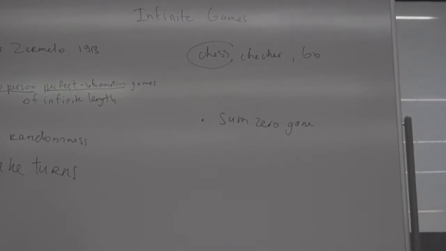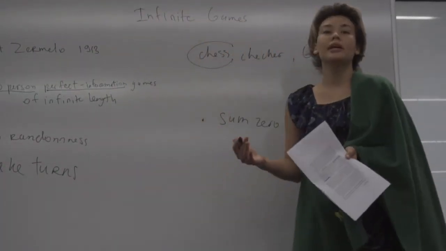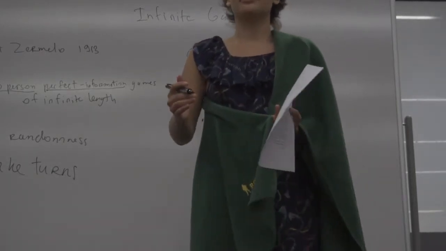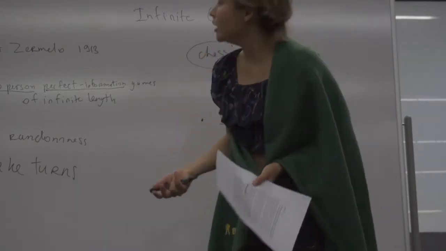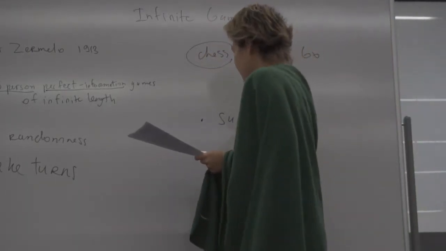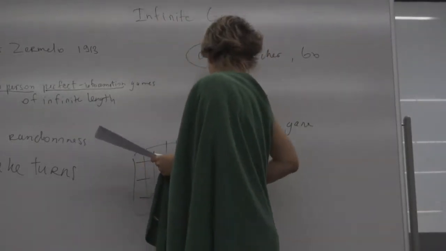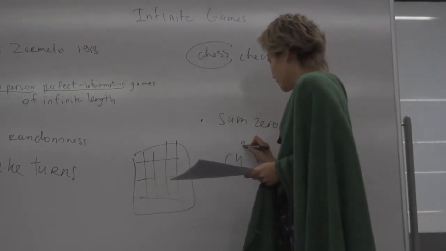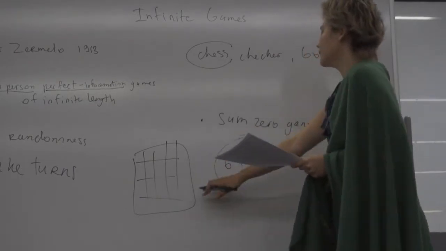As we know, in chess there is a rule that if the same position happens three times, that's a draw, right? So if we count, there are 64 squares on the board and 32 pieces. So this gives the maximum number of configurations.